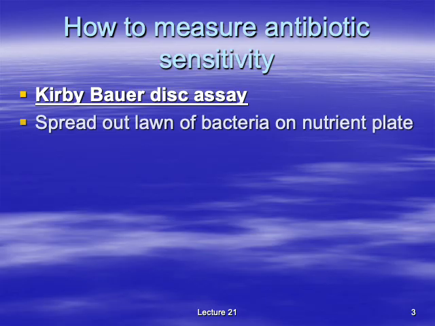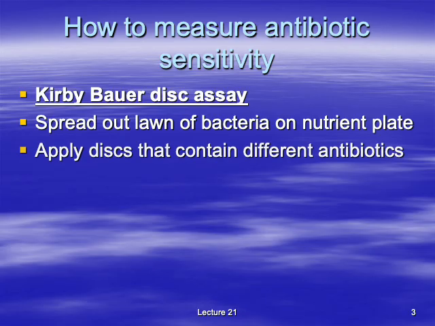So what happens is you take a lawn of bacteria and you spread them out on a nutrient agar. You just spread it out. Now you don't let them grow yet, okay? So right after you spread them out, you apply discs that contain different antibiotics. Okay, these are like little paper discs, and they're soaked up the antibiotic, and then they're dropped carefully on this plate that has this lawn of bacteria that hasn't grown yet.